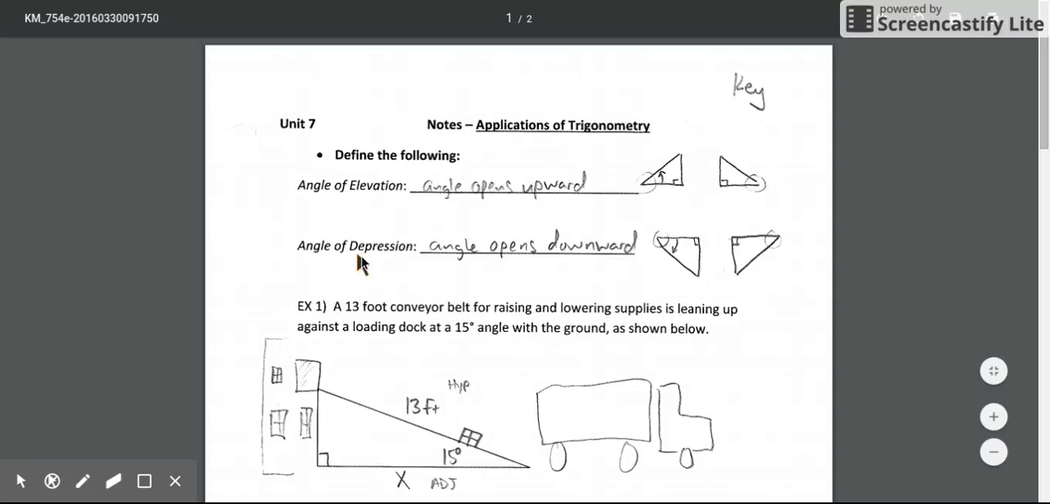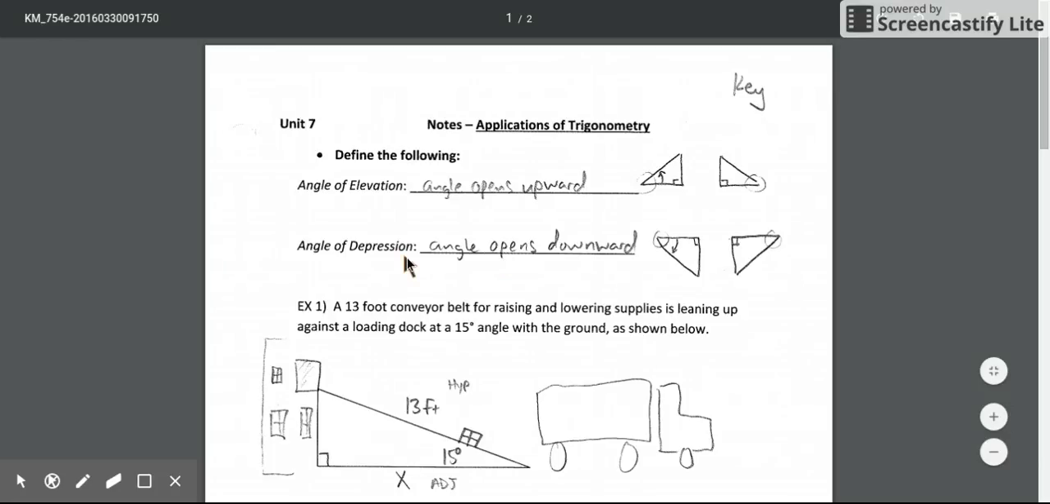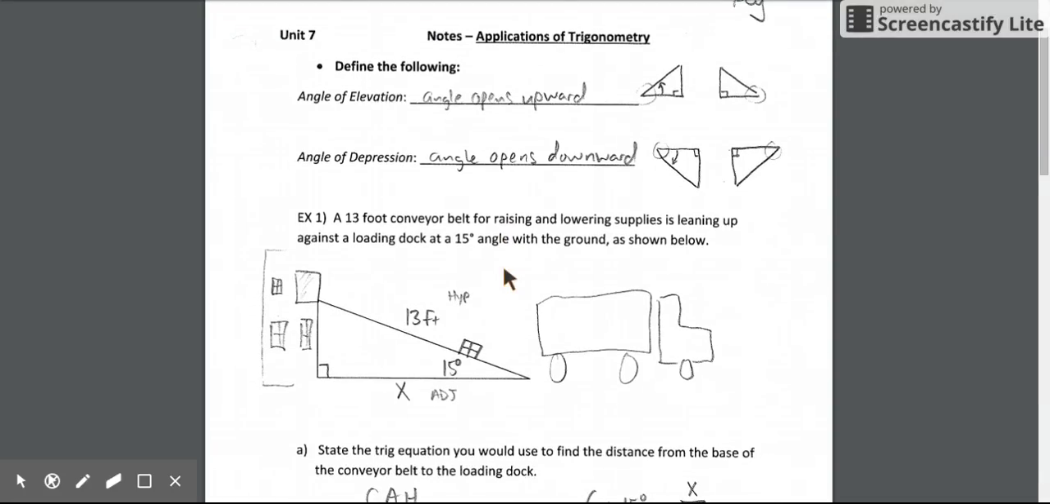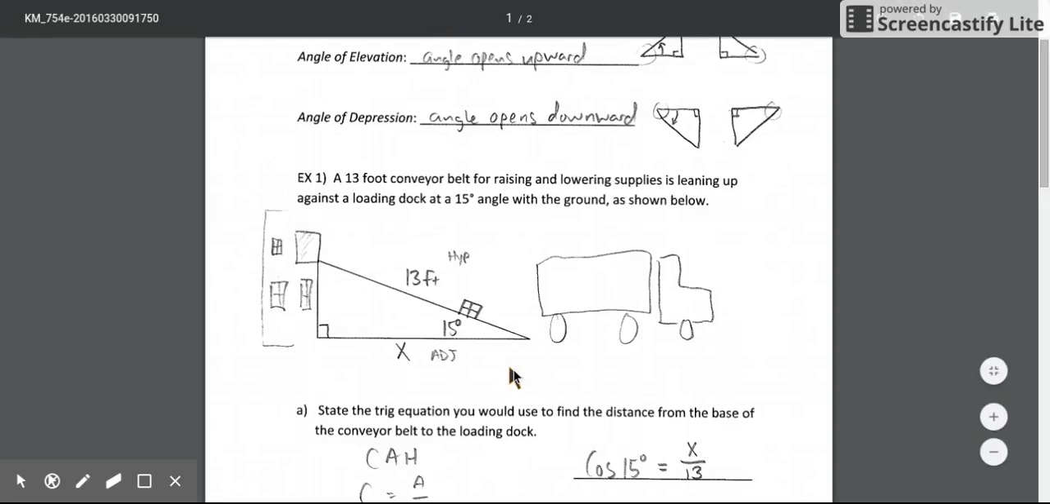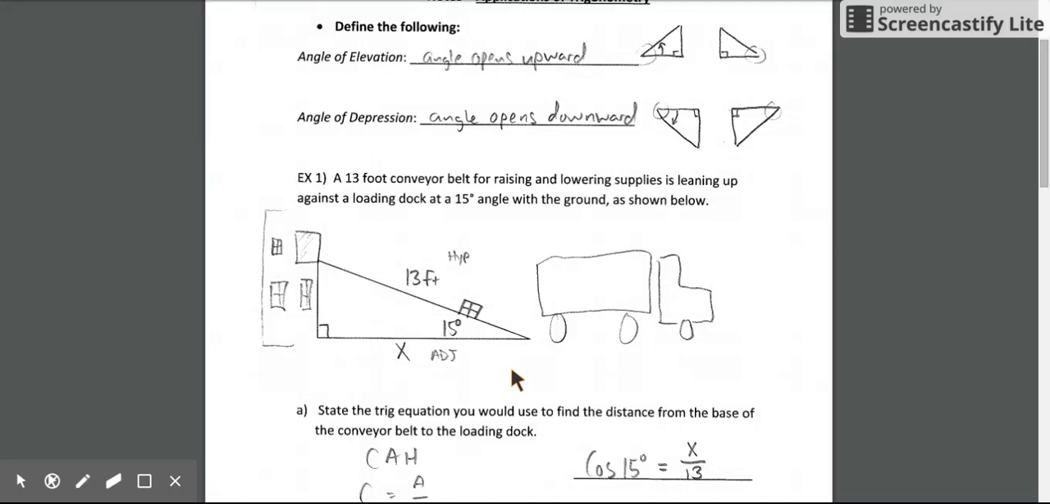An angle of depression. Depression means to feel down. So if you think about that, it might help you remember that this is the angle that opens downward. So now we need to flip our triangle upside down so that we have angles that are opening downward. We'll see some problems with those terms in it, and hopefully knowing the definition will help us draw the right triangle. All right, let's do this first example.